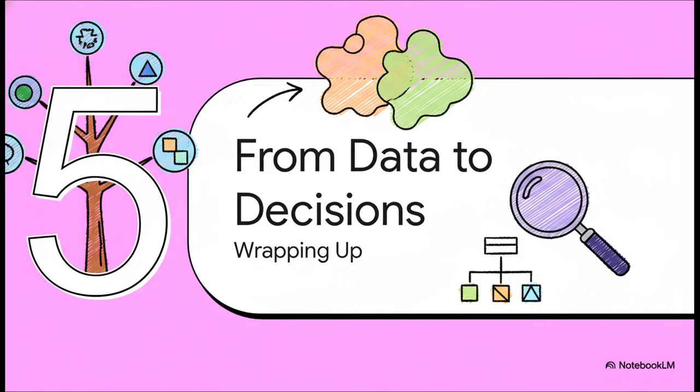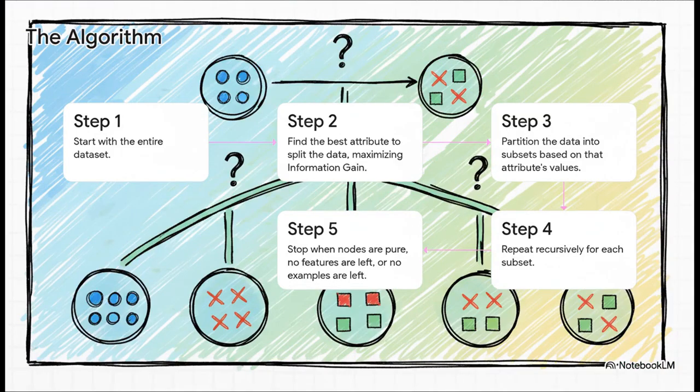We've gone from a simple table of observations, and just by repeatedly asking the most informative question, we've created a logical model that can now make predictions on data it's never even seen before. So let's recap that process one more time. It's a really simple recipe. You start with all your data. You find the very best question to ask to maximize your information gain. You split the data based on the answer, and you just repeat that process for each new group over and over until you can't split anymore. It's a top-down, elegant approach.